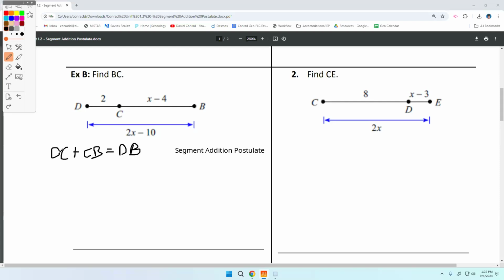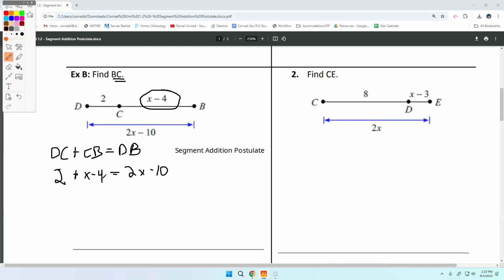Okay, so we know the distance from D to C is 2, plus we know the distance from C to B is x minus 4. We don't know the value, but we know it's an expression, x minus 4. And then the distance from D to B is 2x minus 10. All right, in order to find BC, we need to solve for x first and then substitute it back into this expression right here.